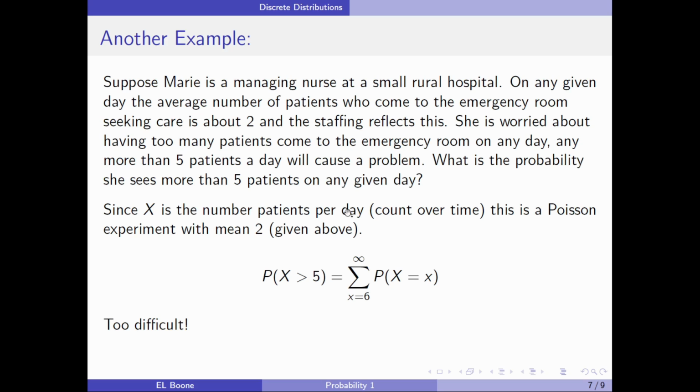Well, notice we kept saying day. There's a time element here, and it's the count per day. So this is a Poisson experiment with mean 2, right? We said that people come to the emergency room in a rural hospital at about 2 a day. So we were interested in the probability that X is greater than 5, which is the sum from x equals 6 to infinity of the probability X equals little x. And this is just too difficult to attempt.